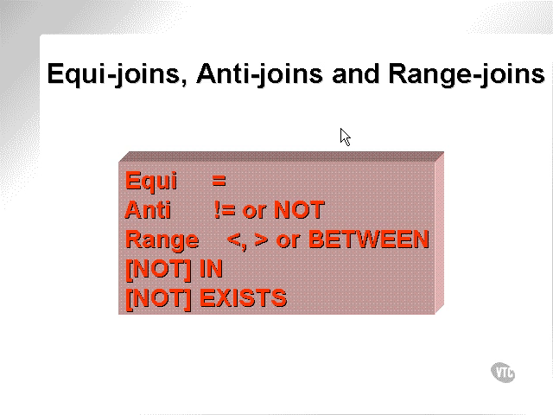Equijoins, antijoins, and range joins. These types of joins are not effectively joins in themselves, or join types, but the way these joins perform and the way they behave are affected by the comparison conditions they use, namely equals, not equals, range searches with greater than, less than, or between, and also in and exists can be categorized in this section as well. Let's go through them.